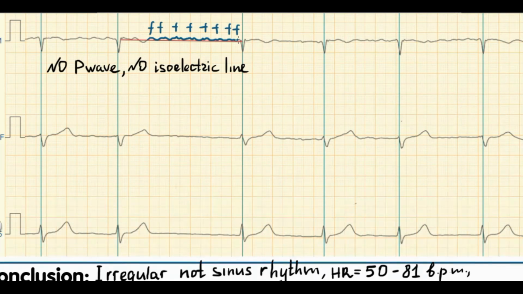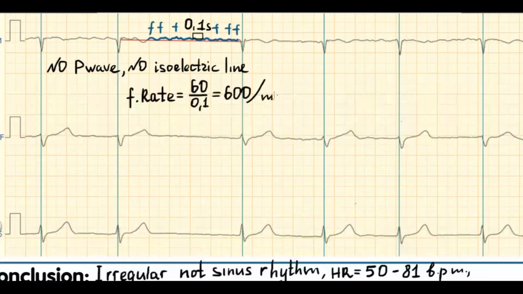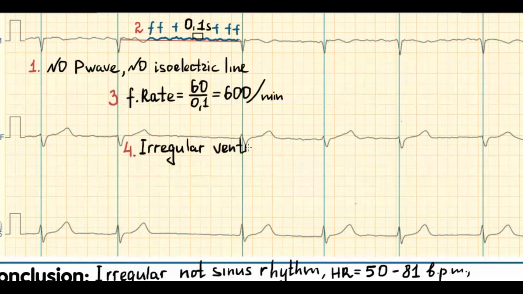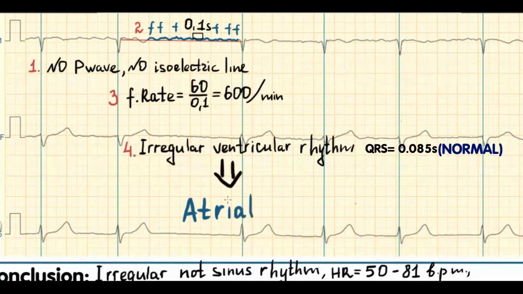Let's check the rate of these waves. For this, first measure the intervals between F waves. The interval is equal to 0.1 second. And now we need 60 divided by this interval in seconds. The rate of F waves is 600 beats per minute. Absence of P wave, presence of F waves with very fast rate, irregular ventricular rate. These are the criteria of atrial fibrillation.